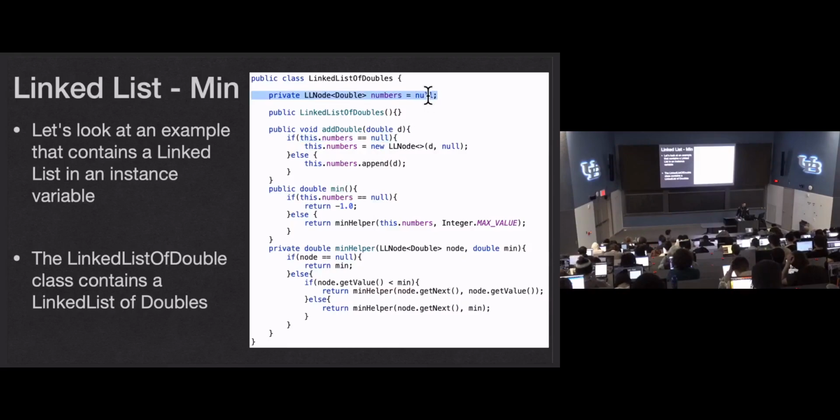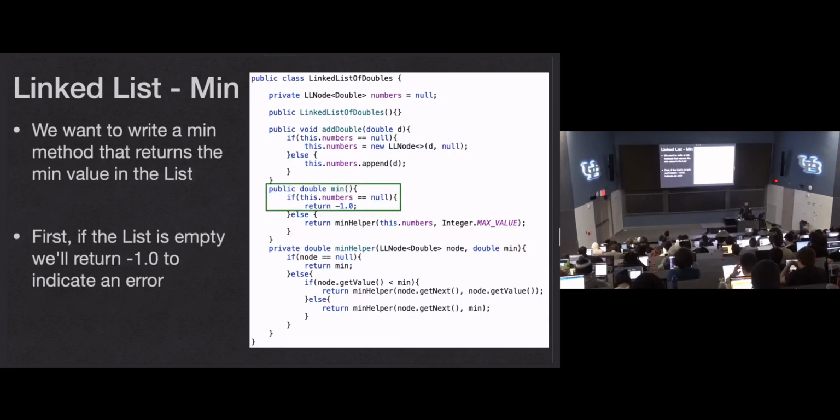This is effectively an empty list. So is the list empty? If it is, initialize the list to this as the new value. And then we're ready to call min. We add a bunch of doubles to this list. We're ready to call min, and we immediately have some problems.